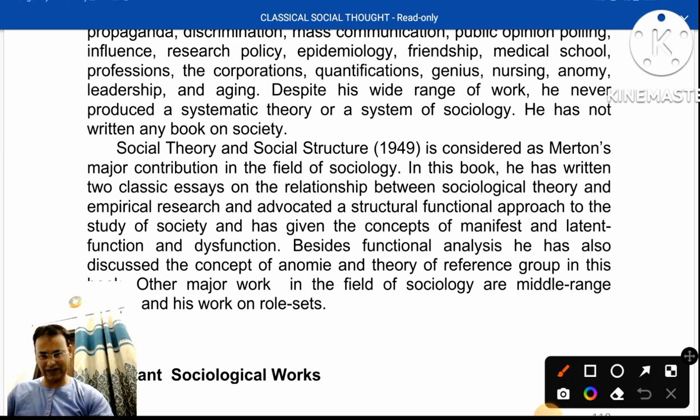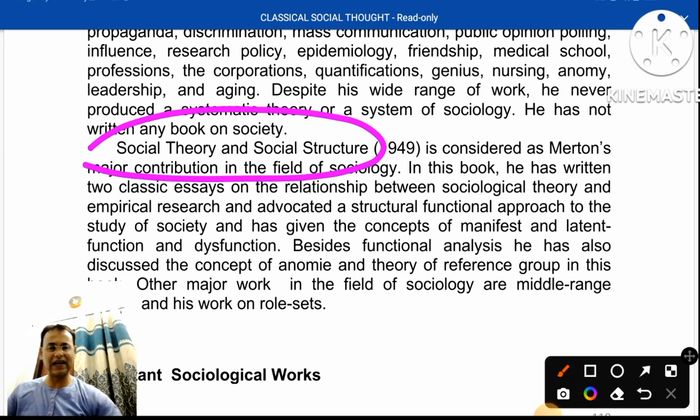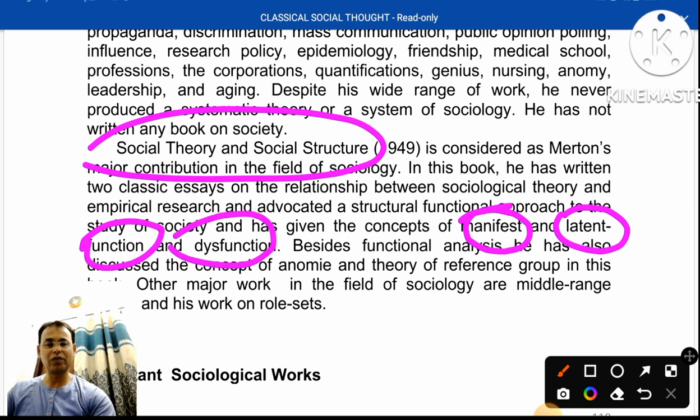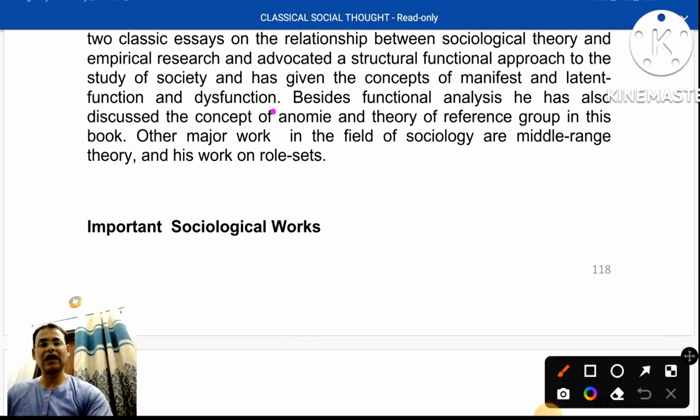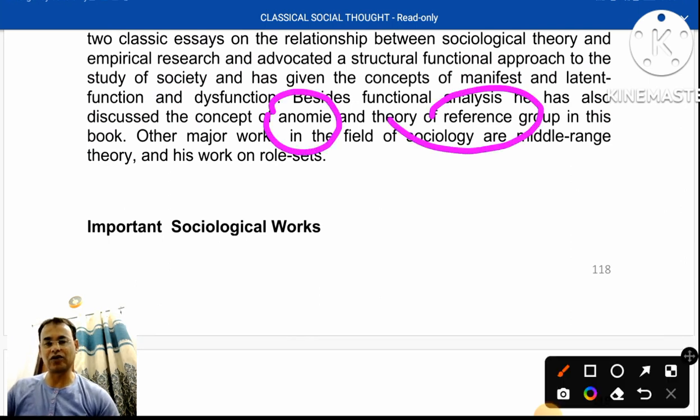Social Theory and Social Structure is considered Merton's major contribution in the field of sociology. In this book, he has written two classic essays on the relationship between sociological theory and empirical research, advocating a structural functional approach to the study of society, and has given the concept of manifest and latent function and dysfunction.